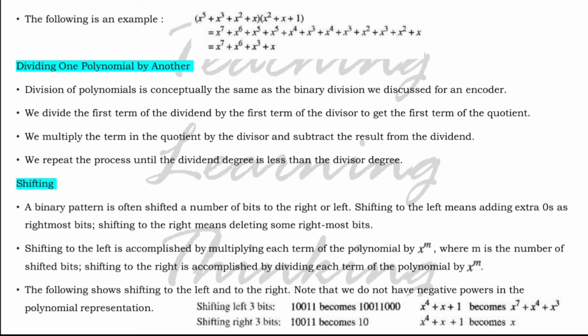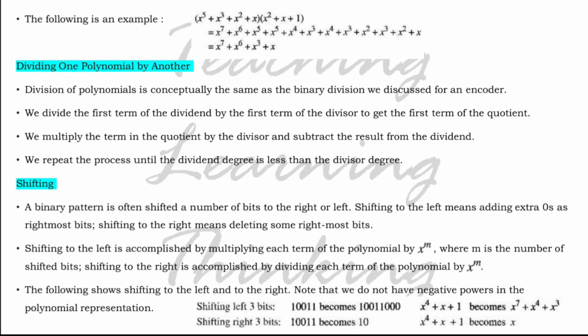Dividing a polynomial by another is conceptually the same as the binary division we discussed in the encoder. We divide the first term of the dividend by the first term of the divisor and get the first term of the quotient. Then we multiply the quotient by the divisor and subtract the result from the dividend. We repeat the same process until the degree of the dividend is less than the degree of the divisor.